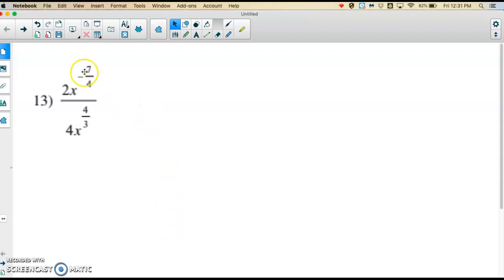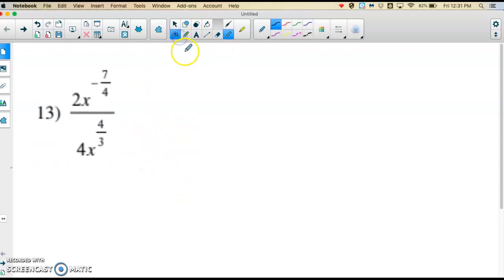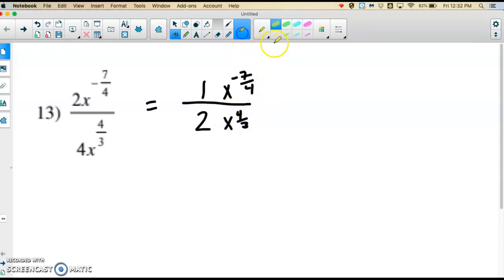What I would do, remember with the same base, when you're dividing, you're going to subtract the exponents. So what I did first was I went ahead and simplified the 2 over 4, which is 1 over 2. And then I took the x to the negative 7 over 4 power and x to the 4/3. I'm going to subtract those.